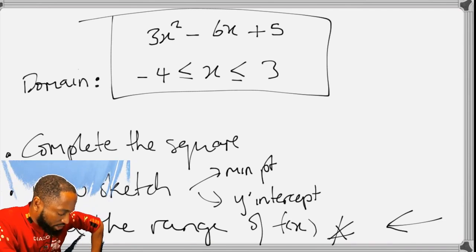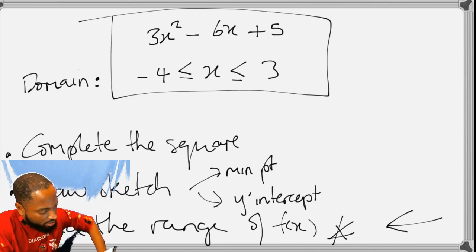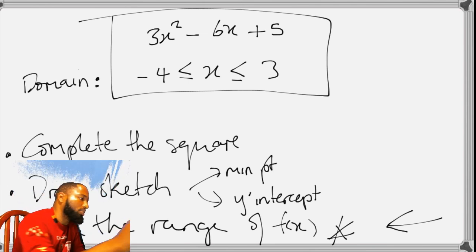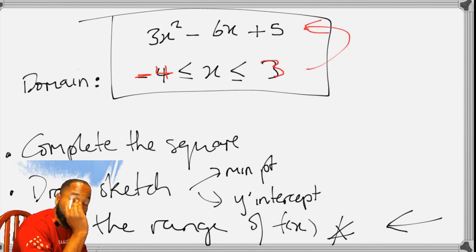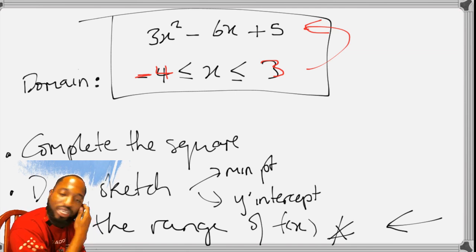So you need to actually draw the sketch. And then your range will be different. So I'll wait on the drawing. And when you're done drawing, you need to substitute the points. Substitute this negative 4 and this 3 into the equation. When you substitute the points into the equation, that will give you the f of x. That is the range that you're using.